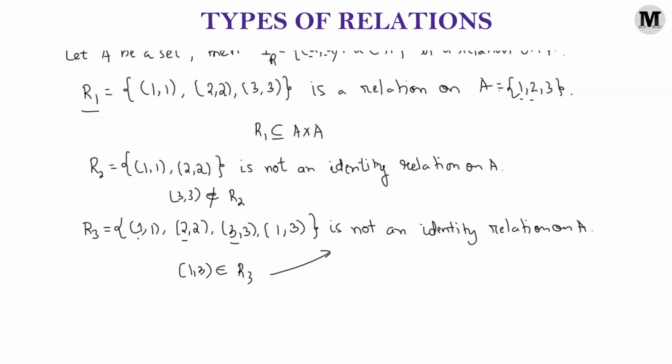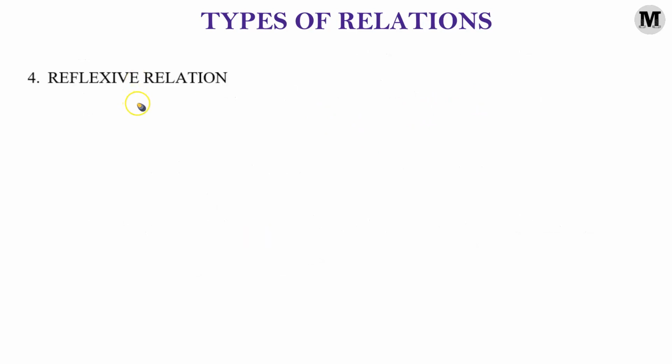Okay, let's move on to the next type of relation. Now the next type of relation that we have is referred to as a reflexive relation. So let's try to define what a reflexive relation is. Let's say R is reflexive. We're saying that we have a relation R which is reflexive in nature. This means that it's going to be reflexive if and only if we have the ordered pair (a, a) belonging to R for all values of a belonging to the set A.